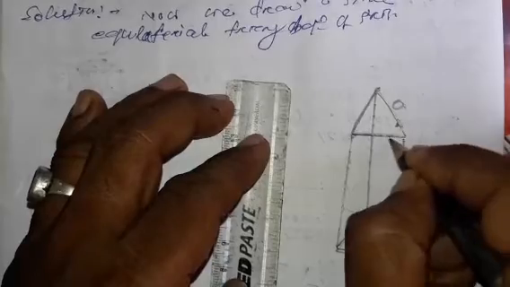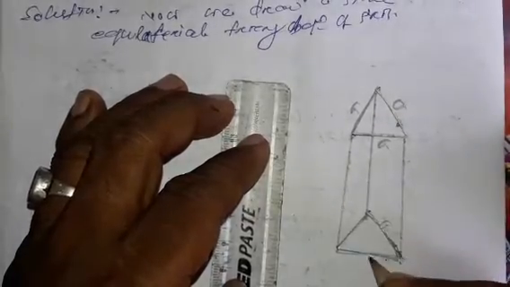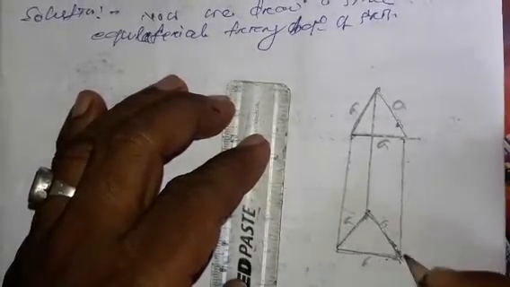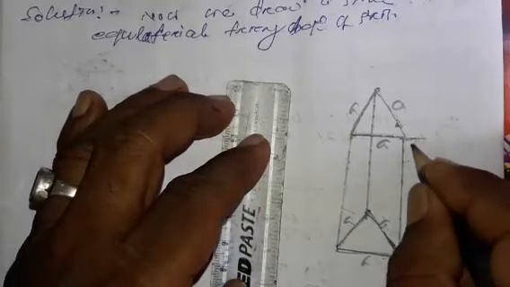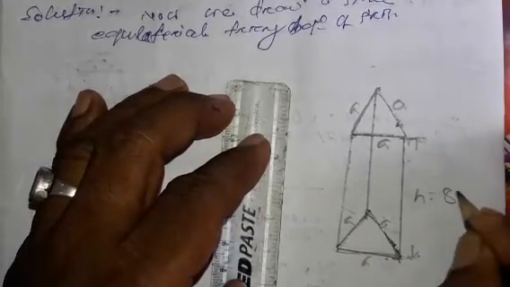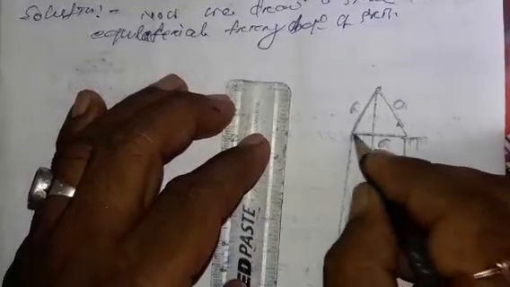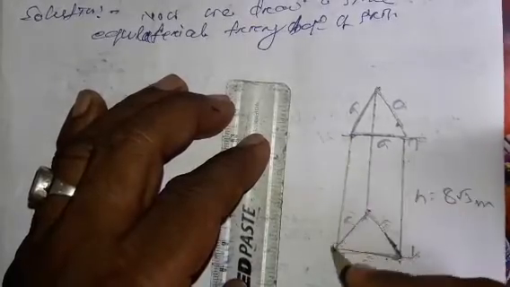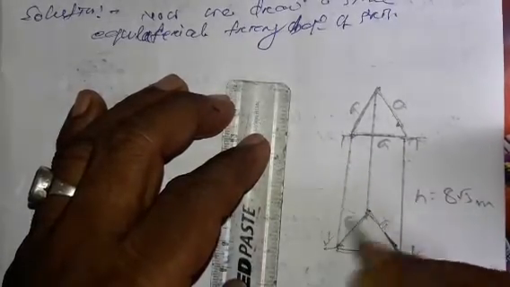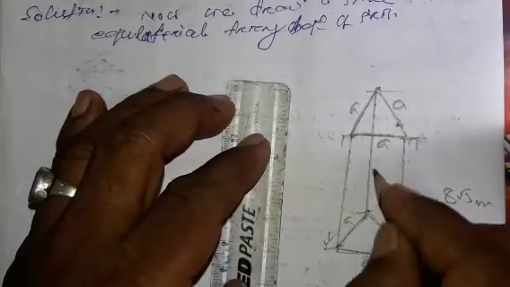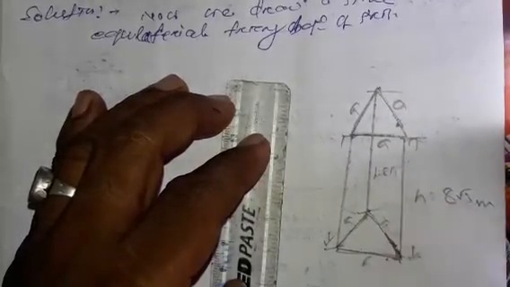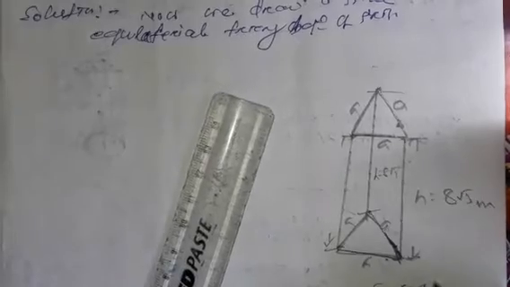This base side is A, and A, and A. This length may be the height. H is equal to 8√3 meter, given. So A is not a mentioned dimension. So this is the height, and this height is equal to 8√3. Figure 1. Solution.